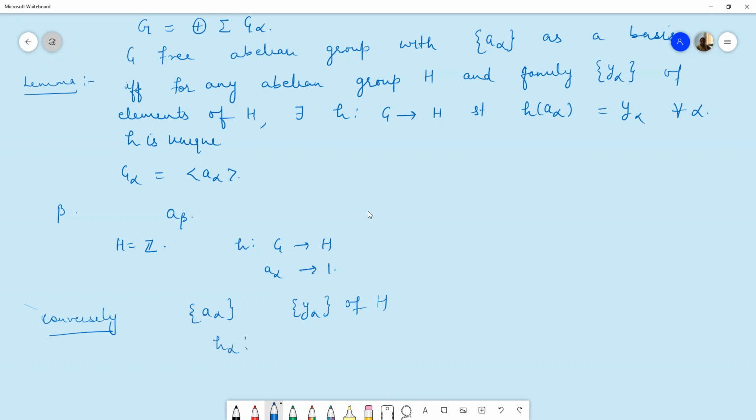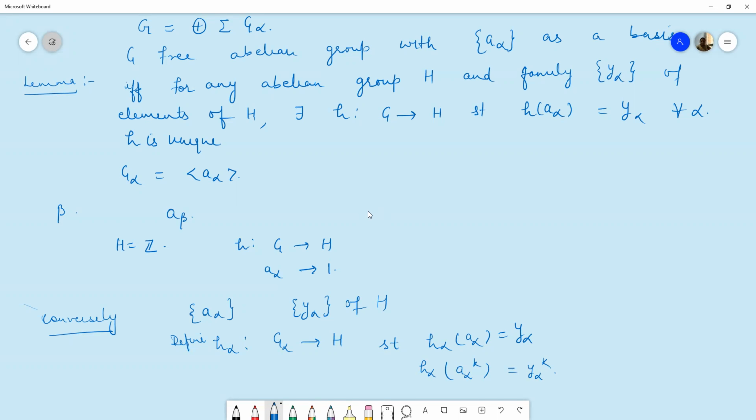we can define homomorphisms h alpha from G alpha to H such that h alpha at A alpha is equal to Y alpha. Now this group G alpha is generated by the element A alpha, so we define h alpha from G alpha to H by h alpha at A alpha equal to Y alpha, and all the other elements of G alpha are just powers of A alpha, so they will be defined like this: h alpha of A alpha raised to k will be just Y alpha raised to k. So this is the homomorphism defined from G alpha to H.